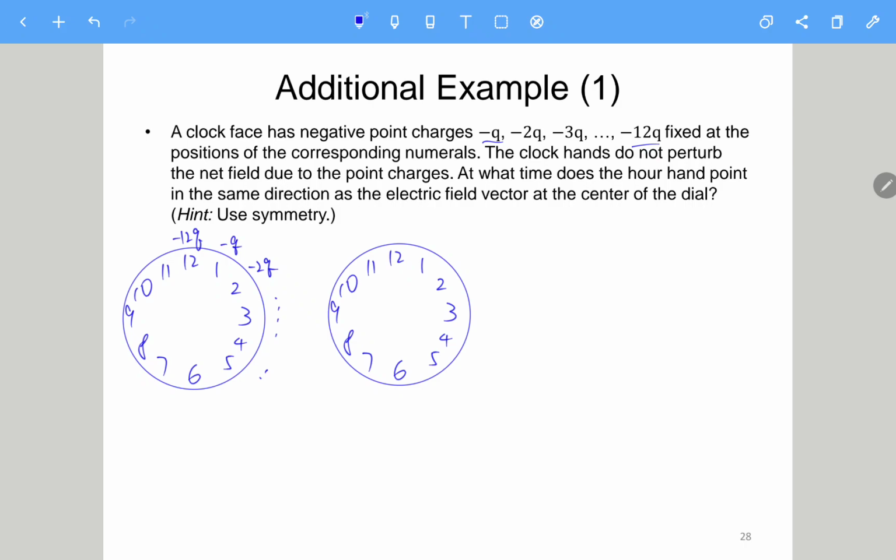Okay, so it asks: the clock hands do not perturb the net field due to the point charges. At what time does the hour hand point in the same direction as the net E field vector at the center of the dial? So we would like to find what the E field direction is at the center. Okay, so we can also become familiar with how to do the cancellation.